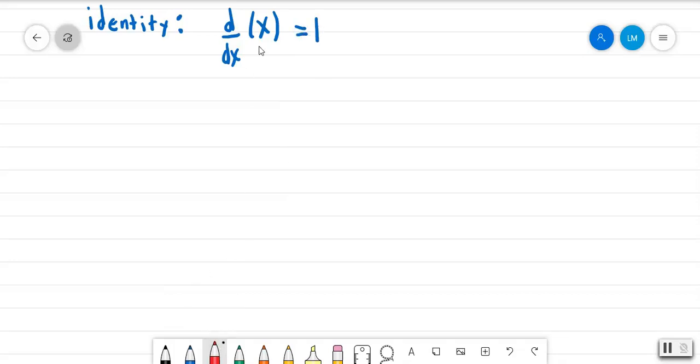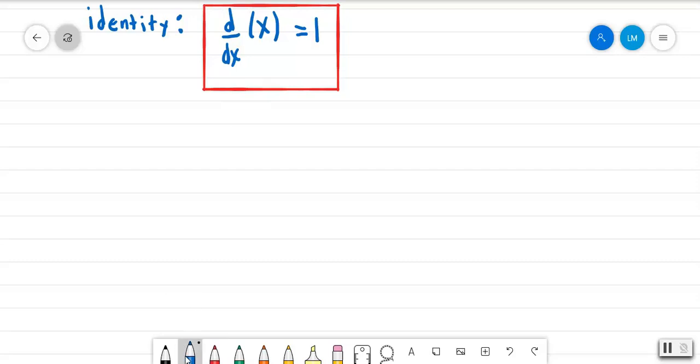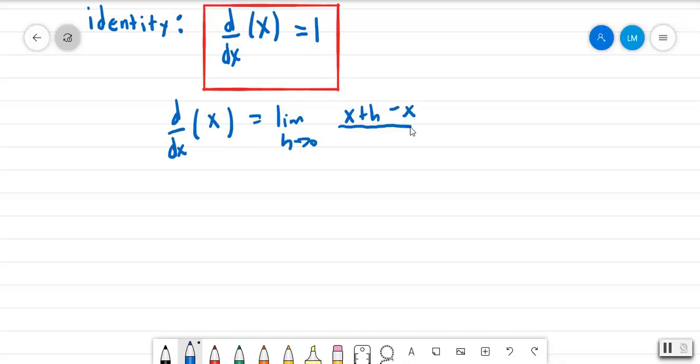The way we can show this is the same way we use the definition, which always is pretty handy, the 4 or 5 step rule. So we have the limit as h approaches 0 of x plus h minus x, all divided by h. You can see that the x's cancel out and you're just left with h over h, which must be equal to 1. So in that case, the derivative of x is just 1.